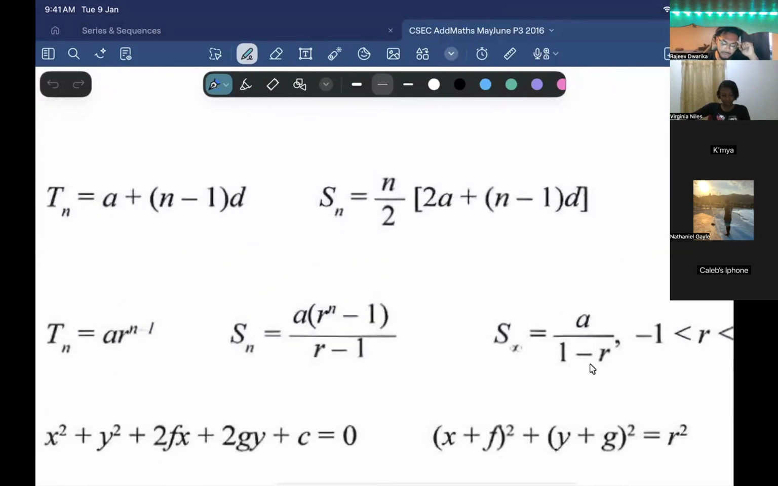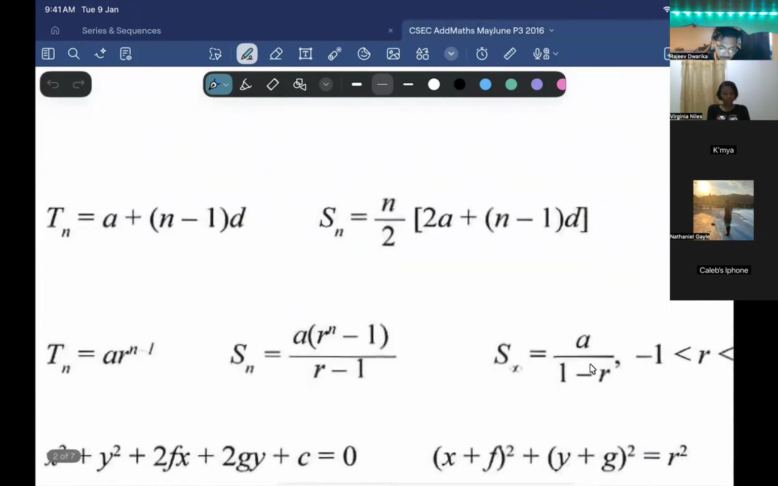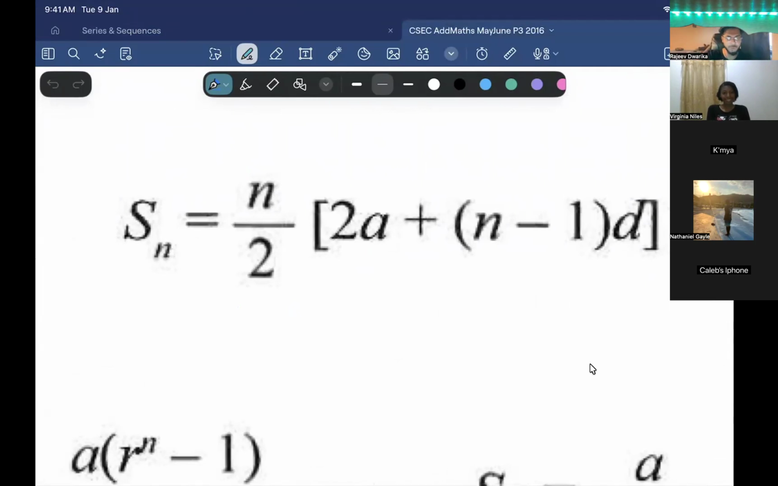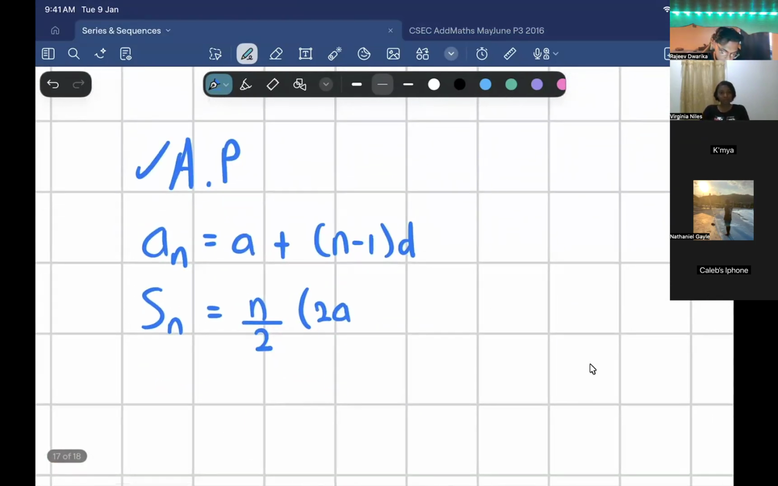N over 2 by 2a plus n minus 1 by d. Yeah, n over 2, by 2 A1. Take a screenshot in your head. So n over 2, 2a plus n minus 1 by d. Tell me. N over 2 times 2A plus N minus 1 D.